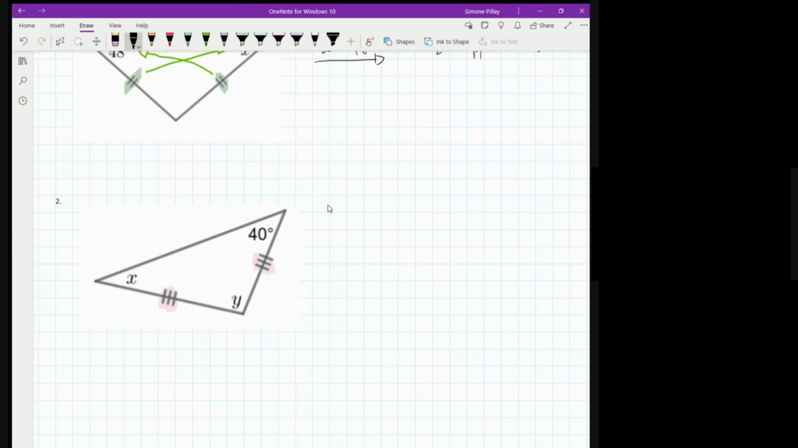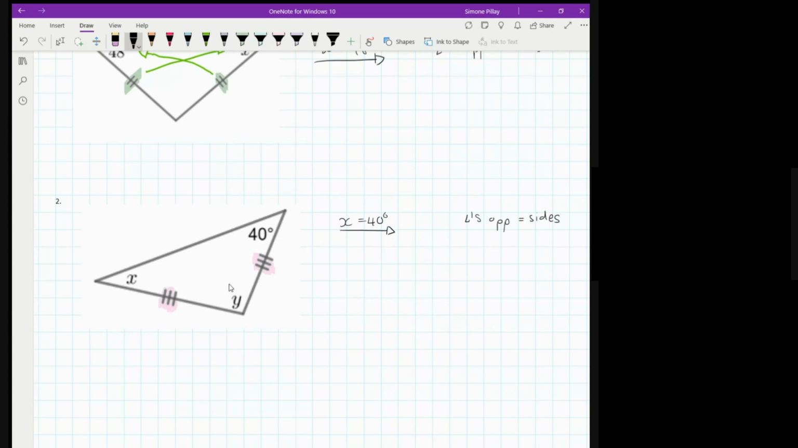Opposite angles. So opposite angles equal opposite sides. That's my reason. What's my statement? My statement must be an equation. What's my equation here? X is equal to 40 degrees. 100%. Easy. You got that.